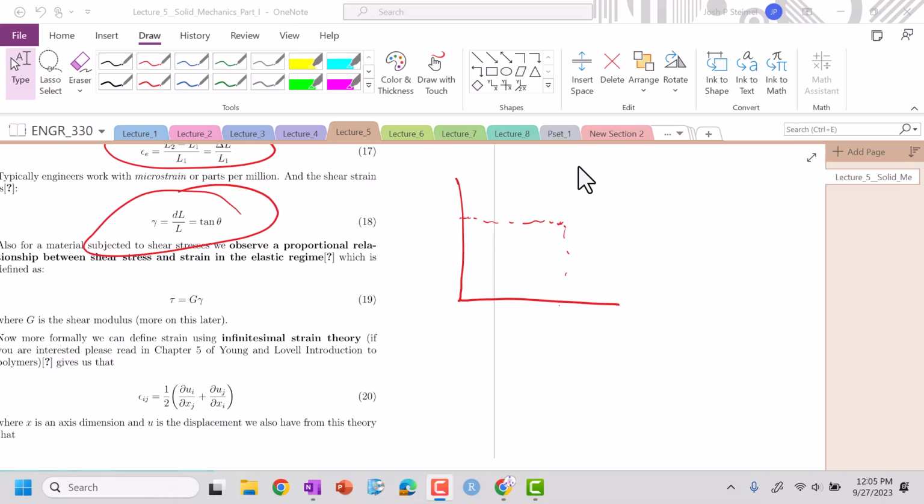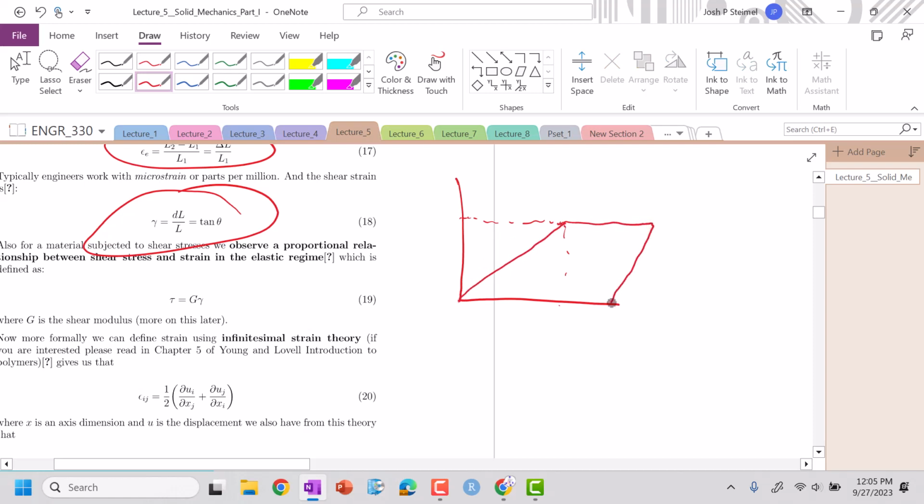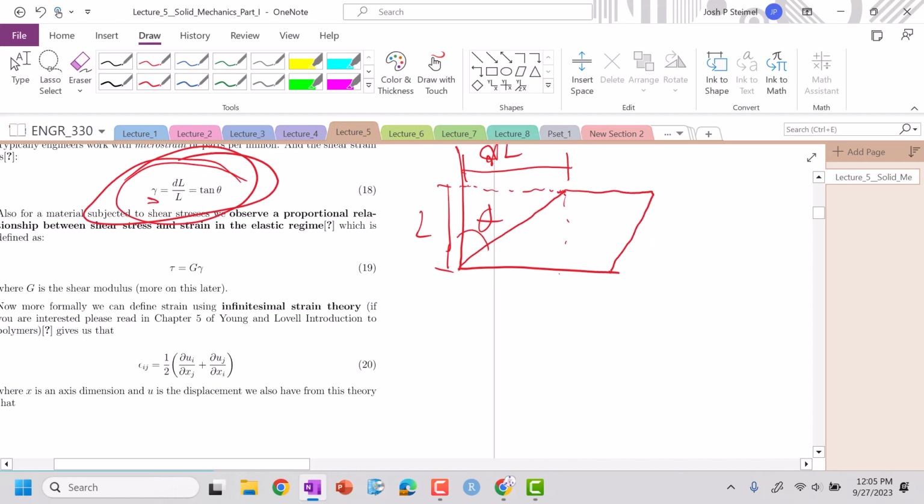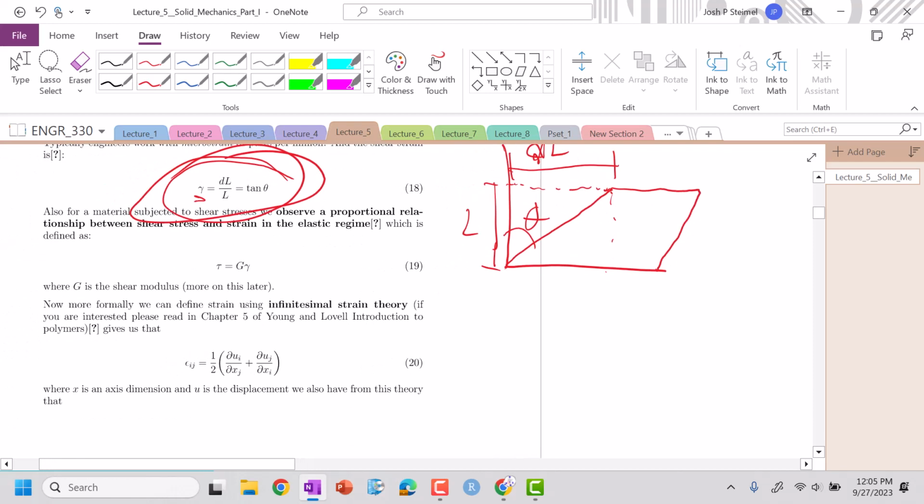So this would be my original, and when I actually try to draw the shear surface, it would look something like this, just exaggerated. I have some initial length L here, and then there's going to be some change in length, DL, here. Based on this angle you can actually calculate that, and this is engineering shear strain.